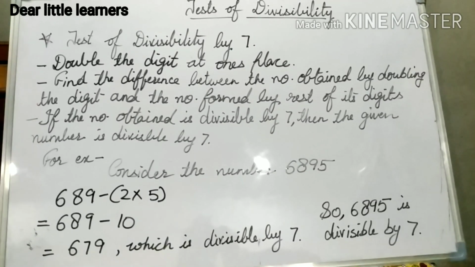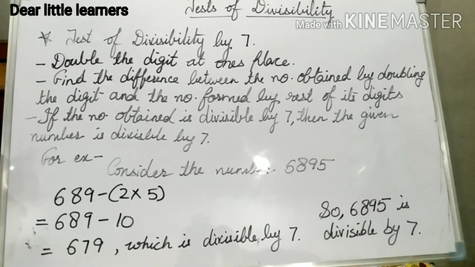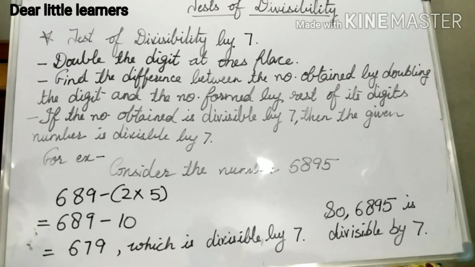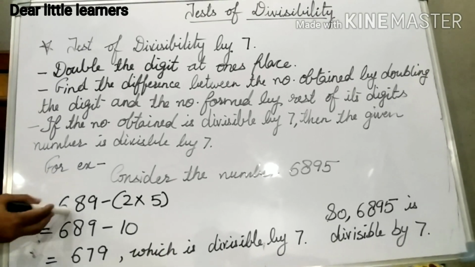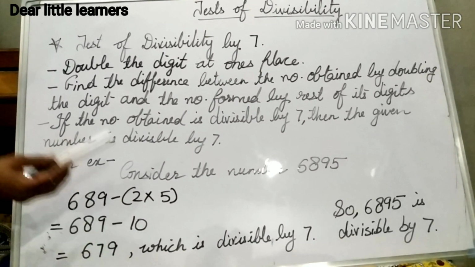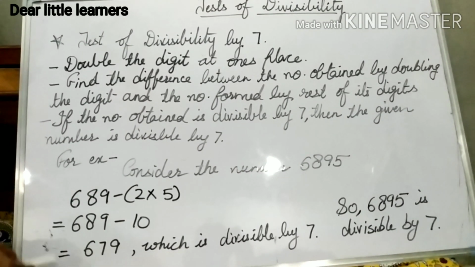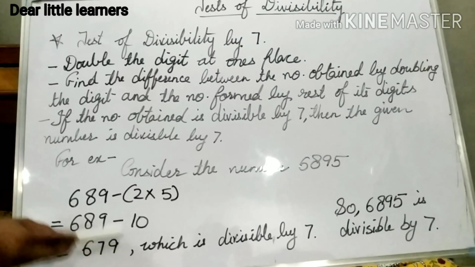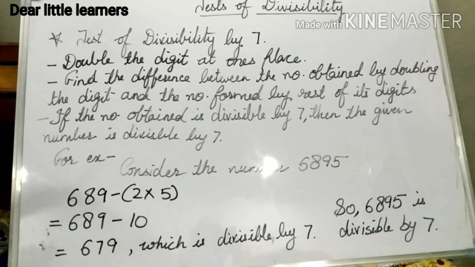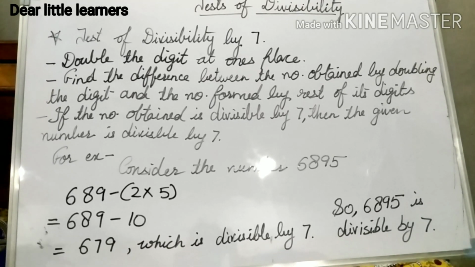It means if the number we have is 6895, the last 5 we have to double, and the rest of the number, 689, we have to subtract with this number which we doubled. So when we subtract 10 from 689 we get 679, and when you divide it by 7 you find that it is divisible by 7. That means 6895 is divisible by 7. So this is the method of finding the divisibility test of 7.